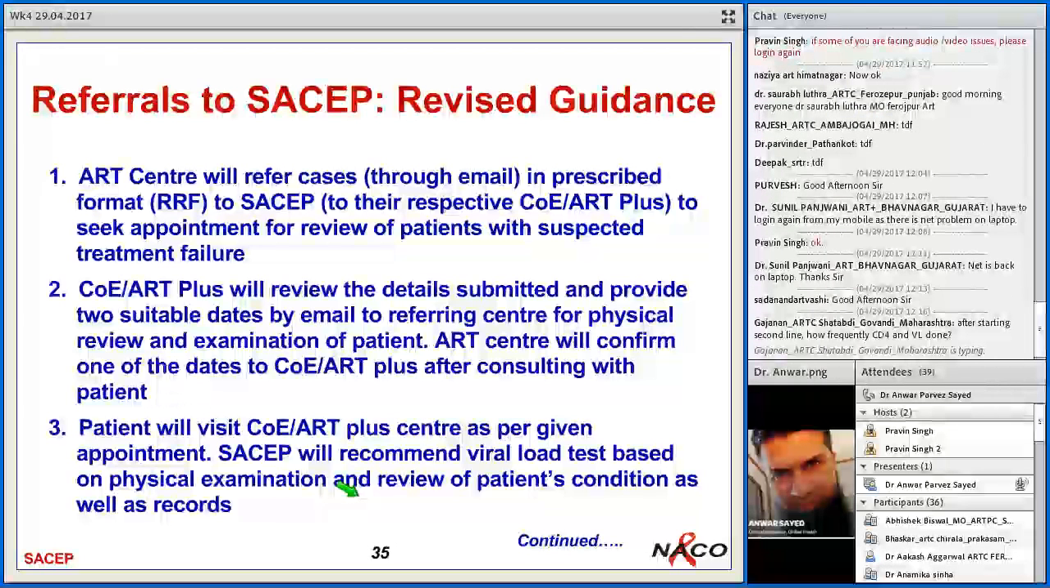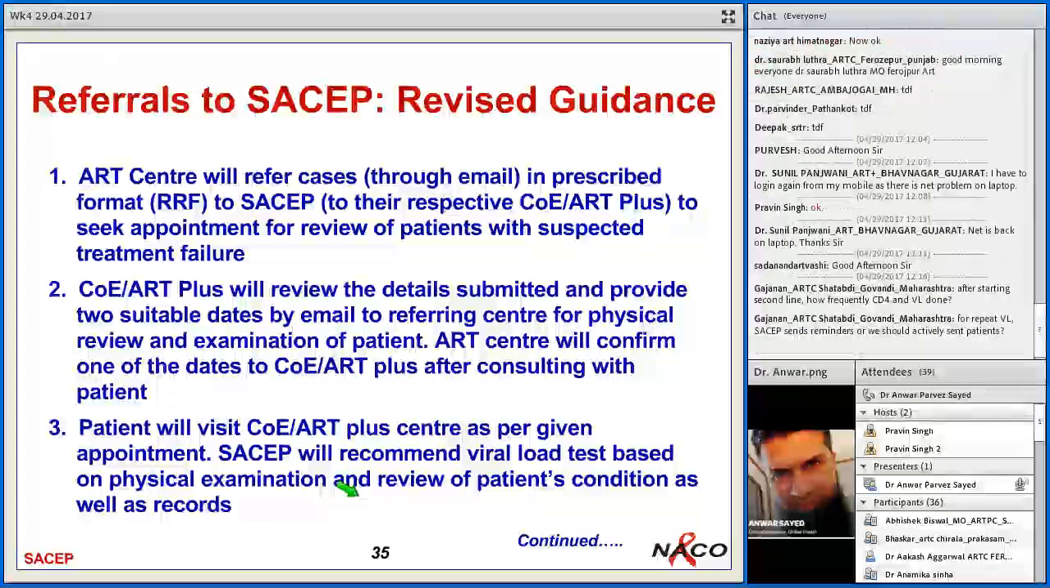When the patient goes to SASEP on that day, it should be ensured that the patient goes along with all records and the necessary referral form, and the patient should be counseled regarding what will happen there. In SASEP, the members will review this patient, and it should be ensured that adherence is good for at least 6 months. If they feel that this is immunological failure with good adherence, they'll advise viral load testing.